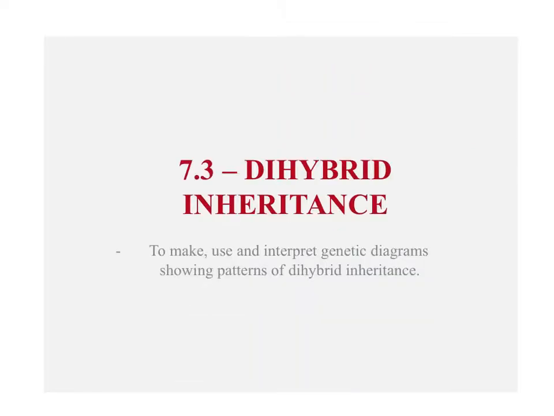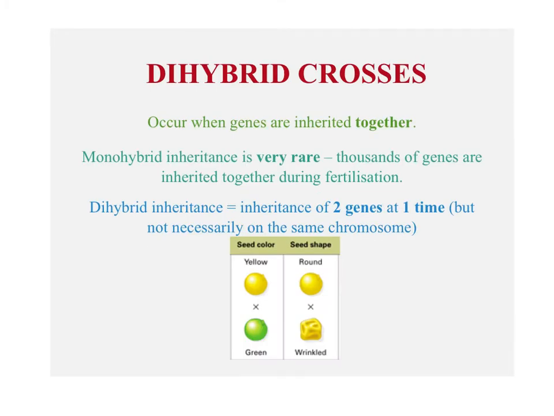Now, as I said, this is lesson 7.3, dihybrid inheritance. We're going to be looking at how two genes are inherited together and drawing those in a massive genetic diagram. Okay, so let's get in. Dihybrid inheritance occurs when genes are inherited together.